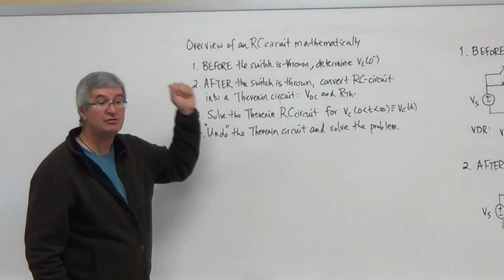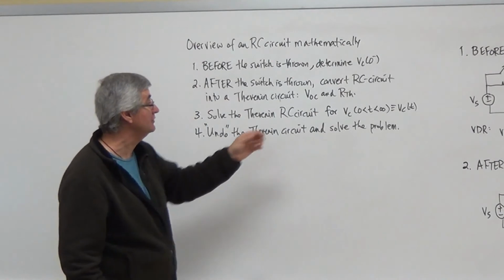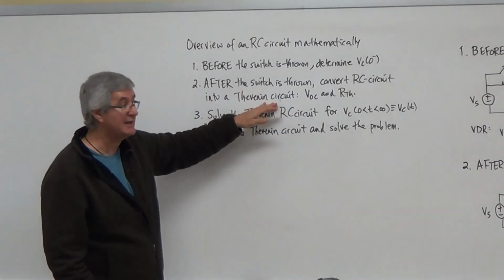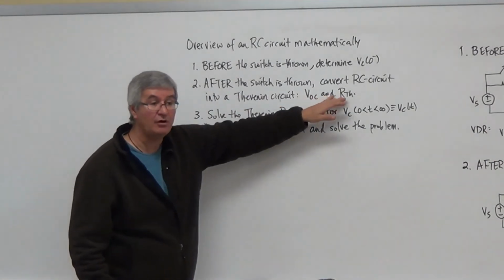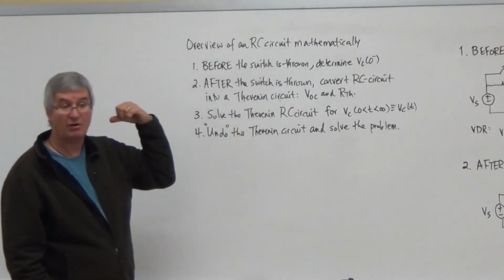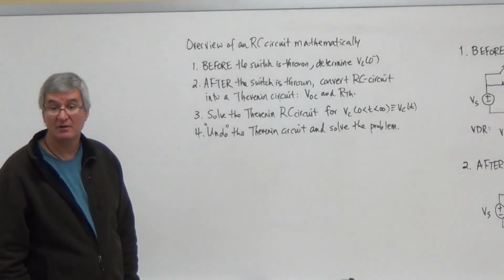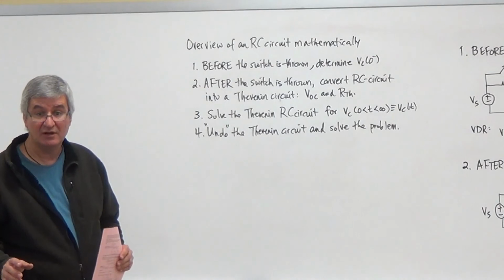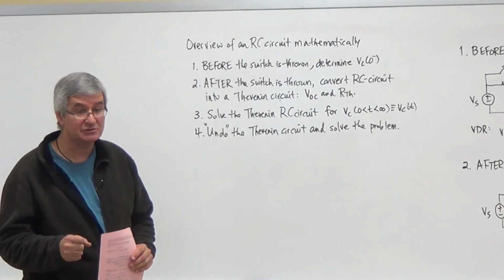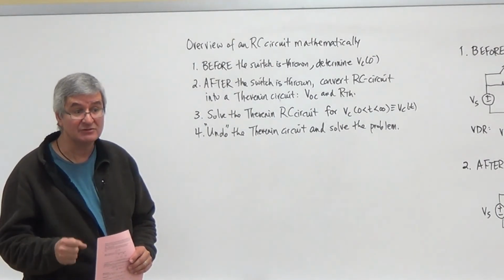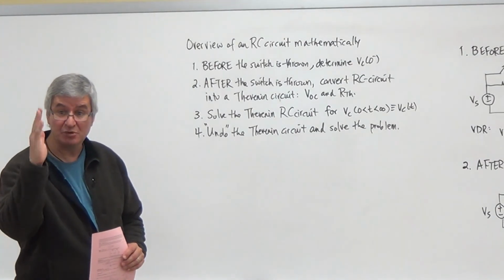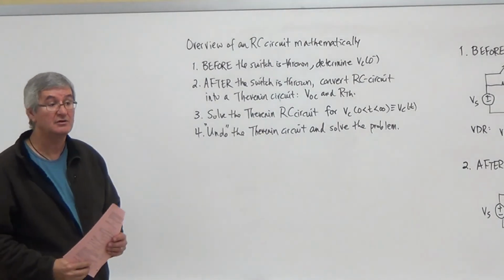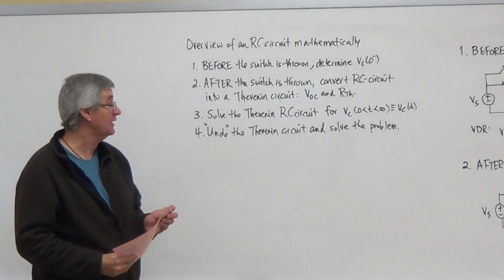The switch is now thrown. Your number one job is to convert this RC circuit into a Thevenin circuit. That means you have to calculate VOC and RTH. That's all the way back in chapter 5. Remember, if I have constant sources, I can just short out the source. But if I have a dependent source, I have to place a short at the capacitor and then do the calculation to get our RTH. So you have to pay attention to that.